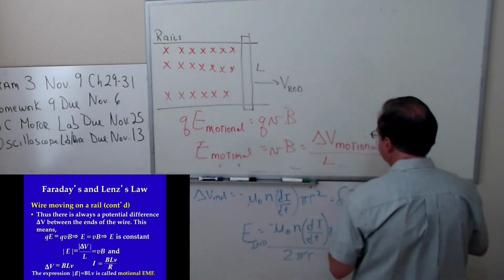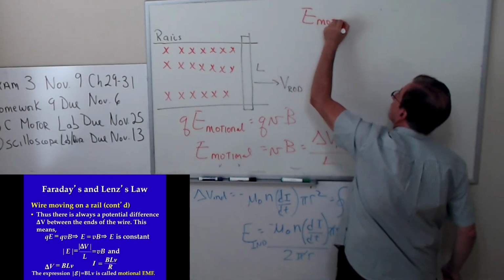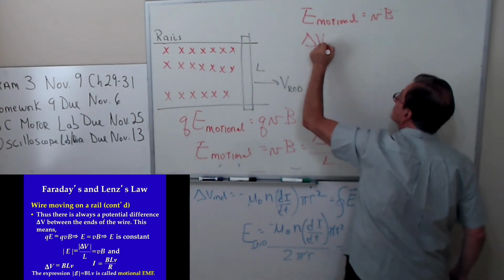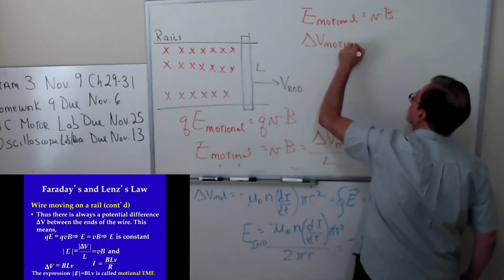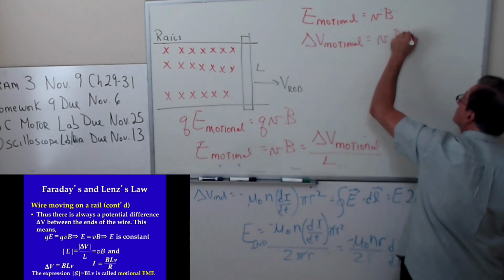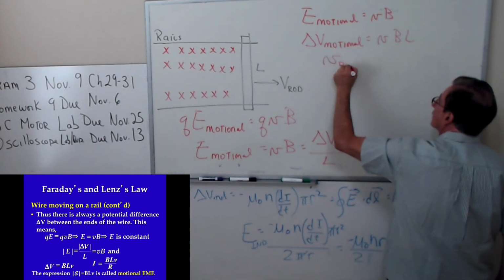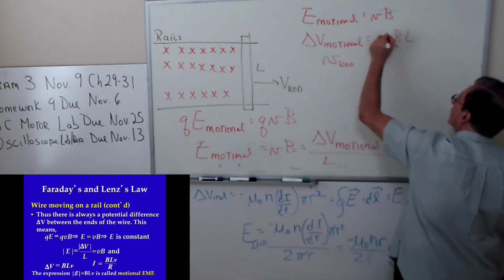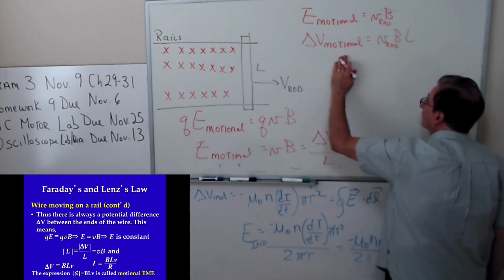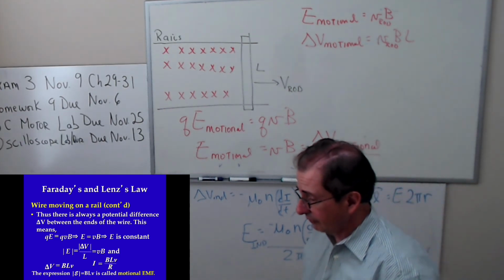And so we have E motional is V times B, and delta V motional is V times B times L. V is V of the rod. That's called motional EMF.